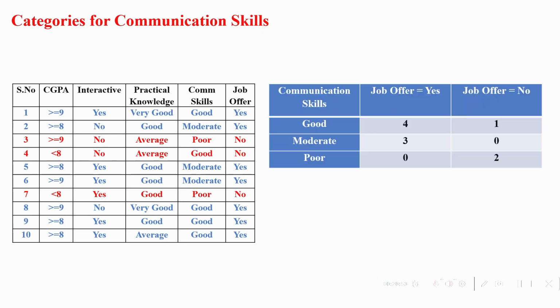Okay, now we are going to find out the other category, that is communication skills. Now the communication skills contains different categories: good, moderate and poor. So here the good contains 4 yes and 1 no. For the moderate, 3 yes and 0 no's. For the poor, 0 yes and 2 no's. So totally we have 7 yes and 3 no's. Total 10 instances.